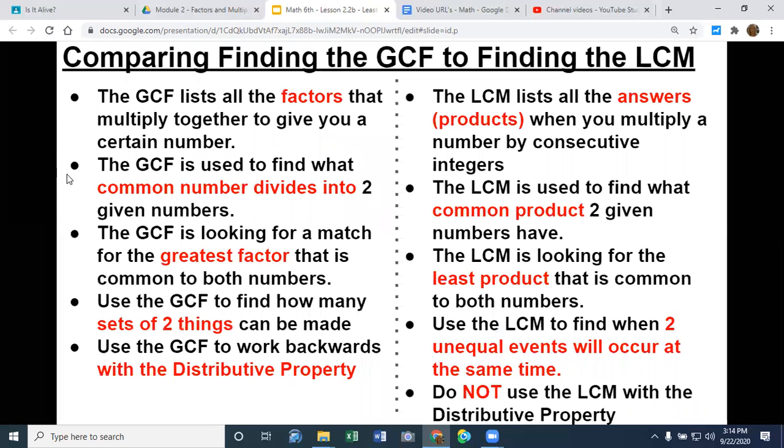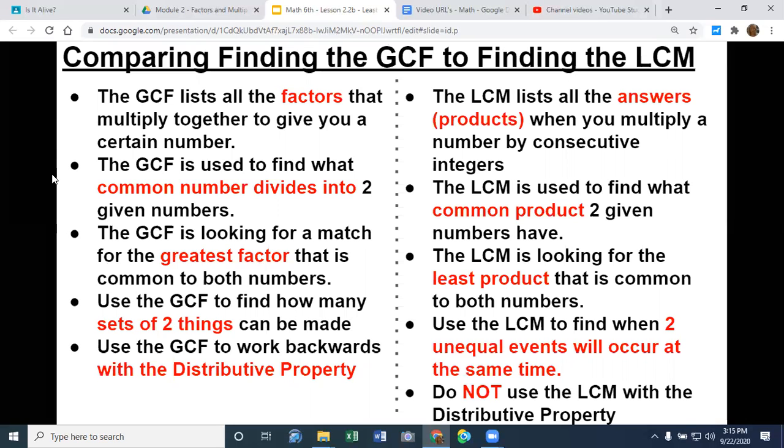Okay, welcome back to this chart again. I said I wanted to see this chart again, see if it makes a little more sense the second time we see it. So the difference between the GCF and the LCM. The GCF lists all the factors that multiply together to give you a certain number. The LCM lists all the products when you multiply numbers by consecutive integers. The greatest common factor is used to find what common numbers divide into 2 different numbers. The LCM is used to find what common product 2 given numbers have.